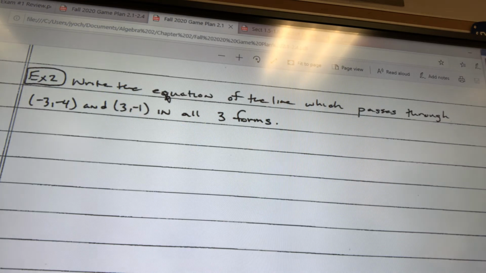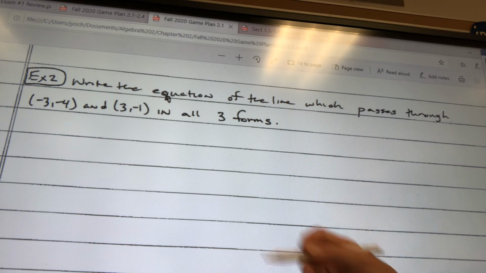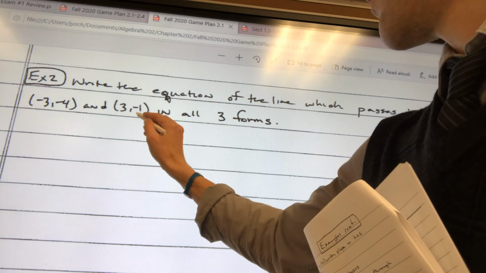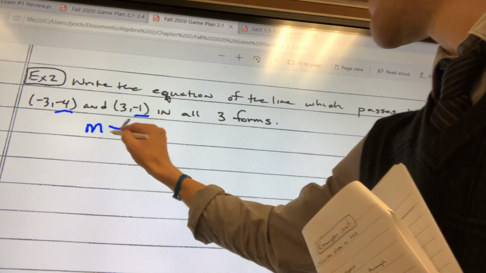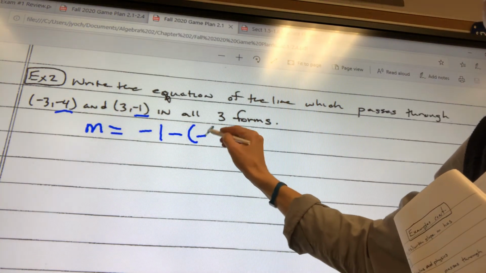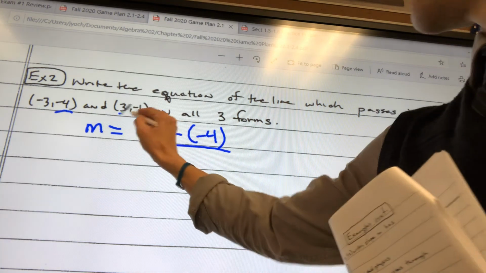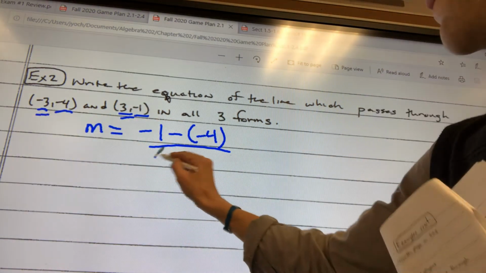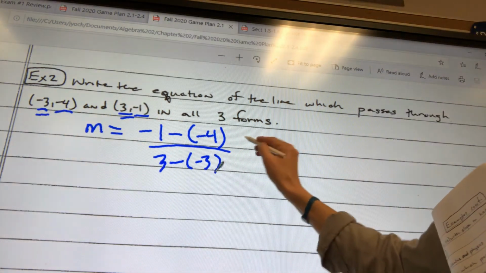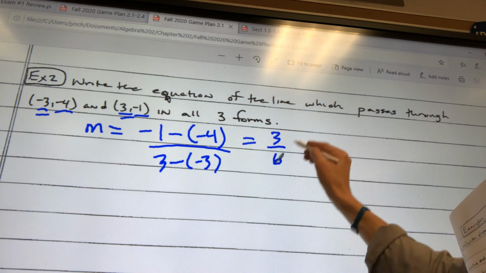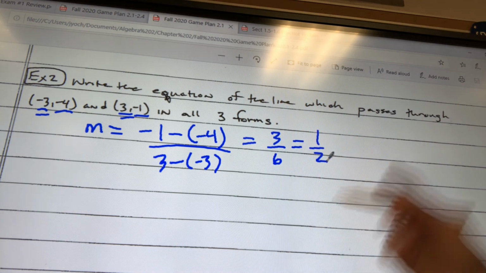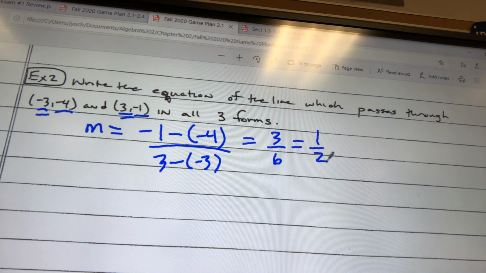Page 10, example 2, write the equation of the line which passes through those 2 points in all 3 forms. First one, we're going to work with this point slope form. Got to find the slope. This is the ultimate problem. Negative 1 minus a negative 4 divided by 3 minus a negative 3, which is equal to 3 over 6. It's 1/2. Oh, no. I'm going to have some fractions.